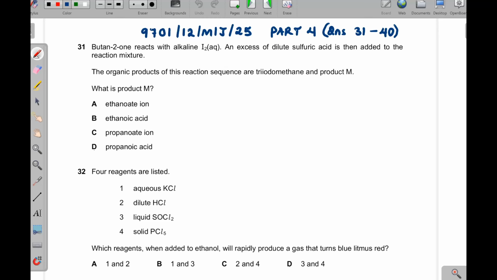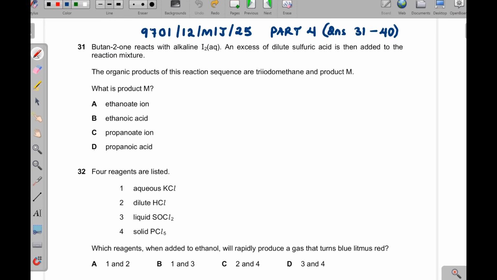Part 4, this is for questions 31 to 40. Question 31: butan-2-one reacts with alkaline iodine and aqueous dilute sulfuric acid is then added to the reaction mixture. The organic products of this reaction sequence are triiodomethane and product M. Then what is product M?